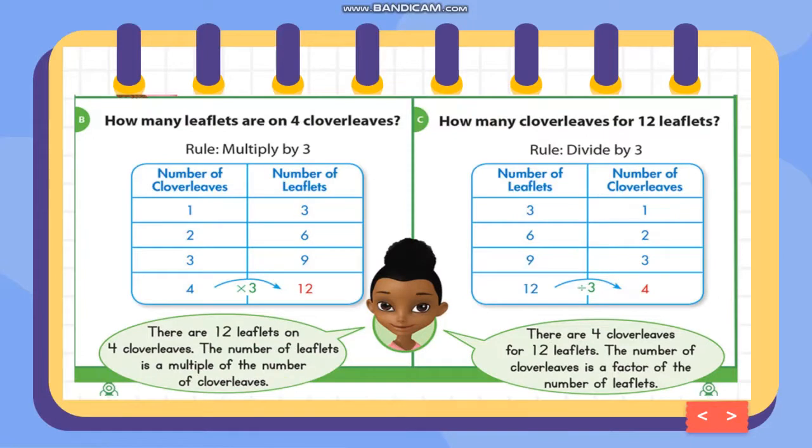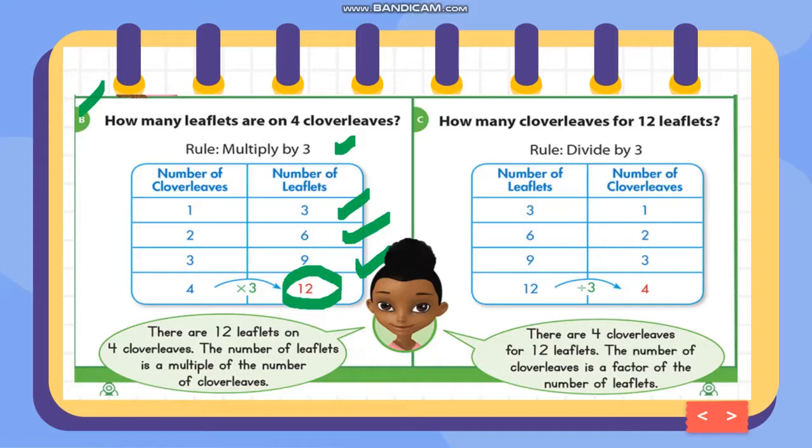So the first question is, how many leaflets are on 4 clover leaves? We're going to use the rule, which is multiplying by 3. The number of clover leaves are 1, 2, 3, and 4, and the number of leaflets, when we apply the rule multiplying by 3, is 1 multiplied by 3, that is 3, 2 multiplied by 3 is 6, and 3 multiplied by 3 is 9. So what if the number of clover leaves is 4? By applying the rule of multiplying by 3, that is equivalent to 12. So there are 12 leaflets on 4 clover leaves. So the number of leaflets is a multiple of the number of clover leaves.